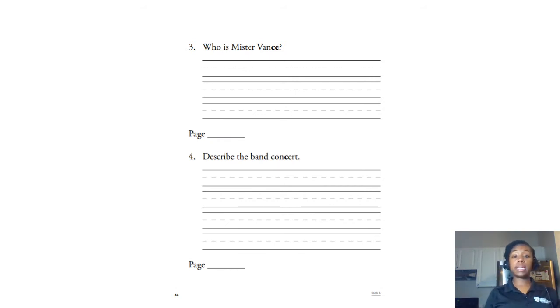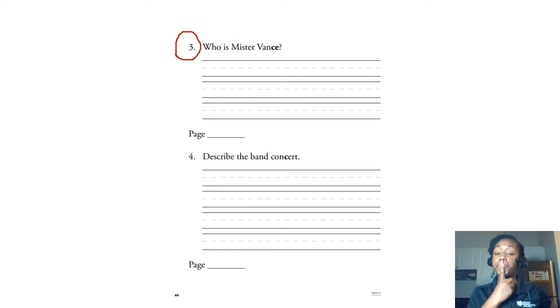And then number 3 says, who is Mr. Vance? Looking for a complete sentence. I will be checking number 3. So when you are done with number 3, please take a picture of number 3 and text it to Miss Jackson. Mr. Vance is, how did you get that answer? What page tells you that?